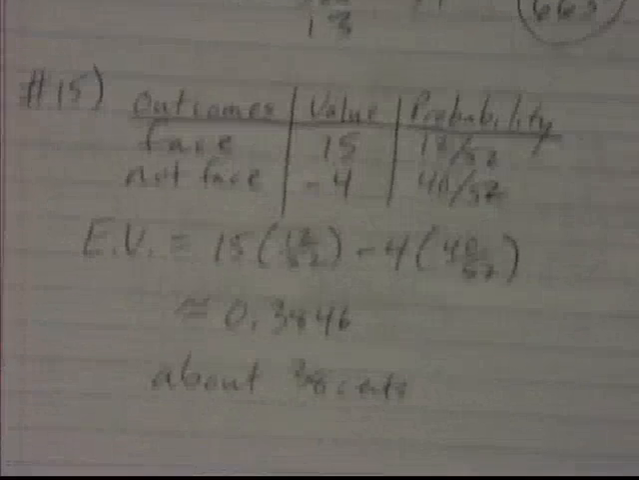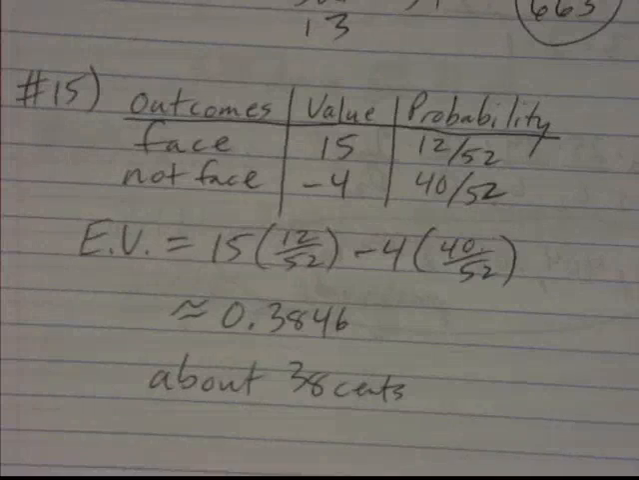What that means is, if you were to do that experiment over and over and over again for a huge number of times, in the long run you would average walking away with 38 cents. Sometimes you'd walk away with 15, sometimes you'd lose $4, but if you were to average everything out over a long time, it's going to average out to being on the plus side by 38 cents.